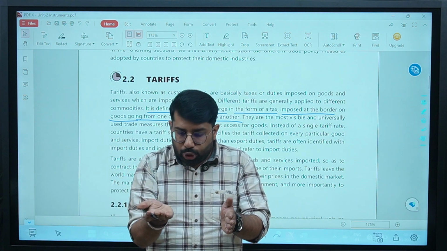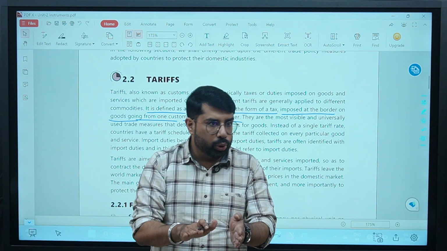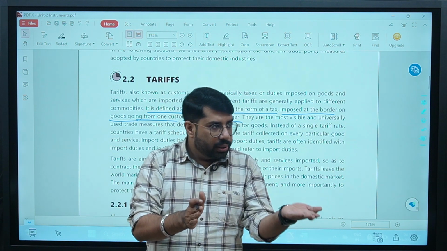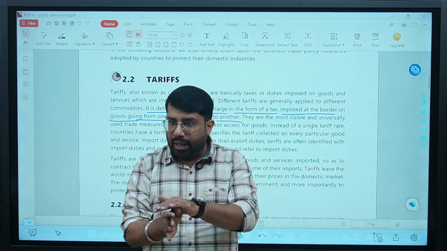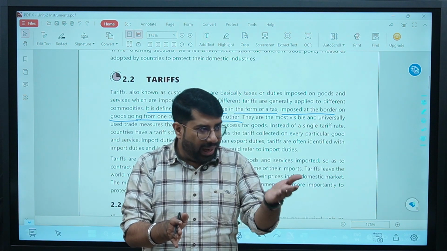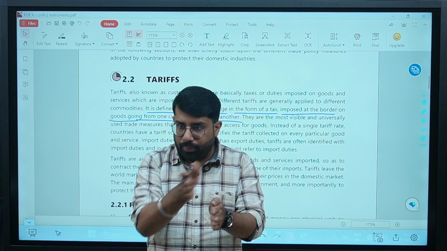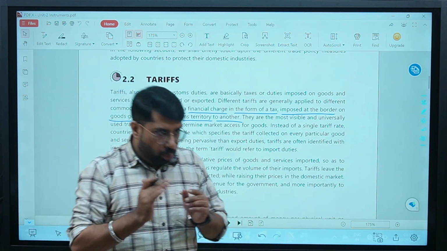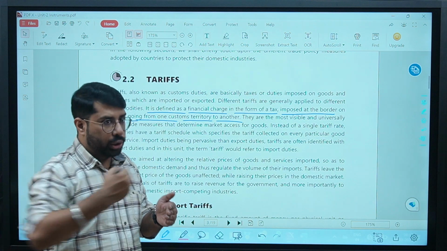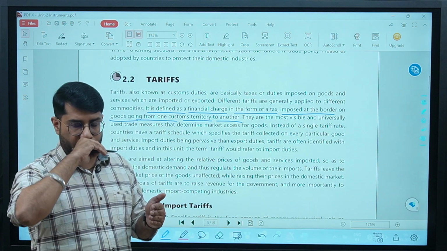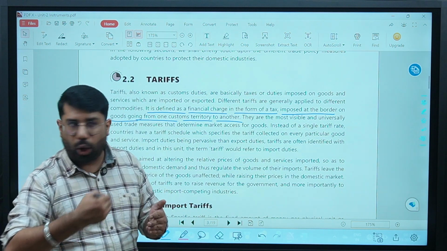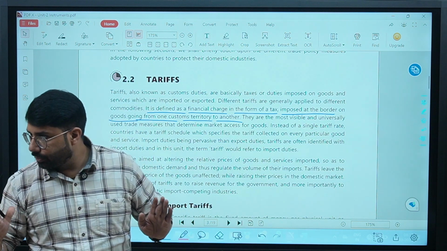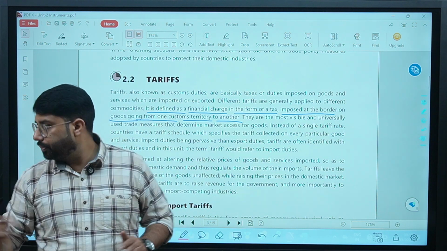So the moment the goods leave India, we will impose tariffs, and the moment goods leave the other country's territory and enter India, there also when the other country's territory is being crossed, that country will levy tariffs. Are you clear? So the moment the goods cross the territory of one country, the tariffs will be imposed. Do we understand this thing?